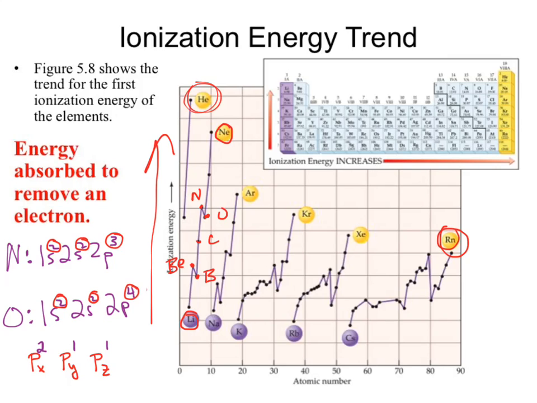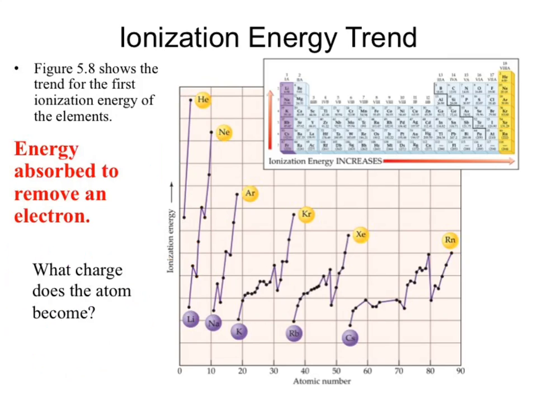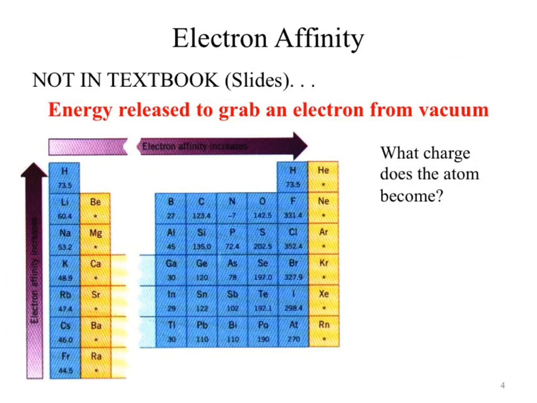Okay? What charge does the atom become if we look at the ionization energy? So what was the definition of ionization energy? Removes an electron. If we remove an electron from any atom, what happens to its charge? It's going to become positive because it lost a negative. So minus a -1 gives us positive. Okay? Again, this is going to become relevant here in just a little bit.